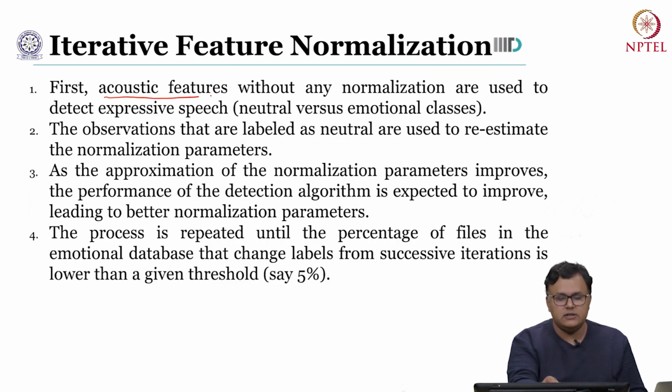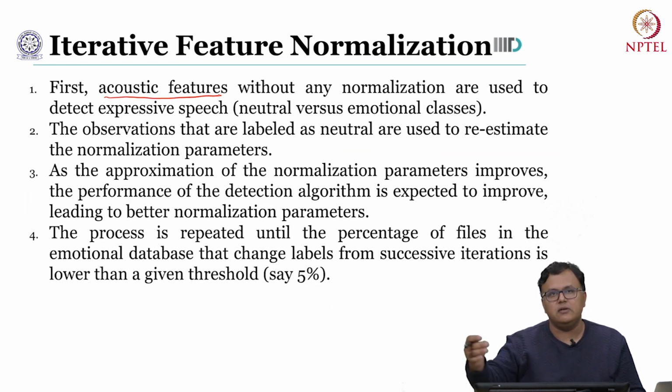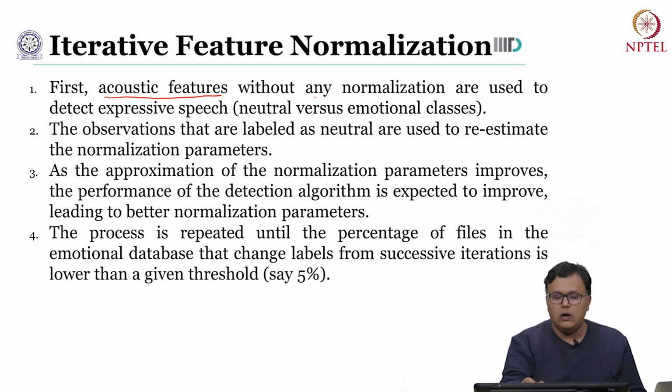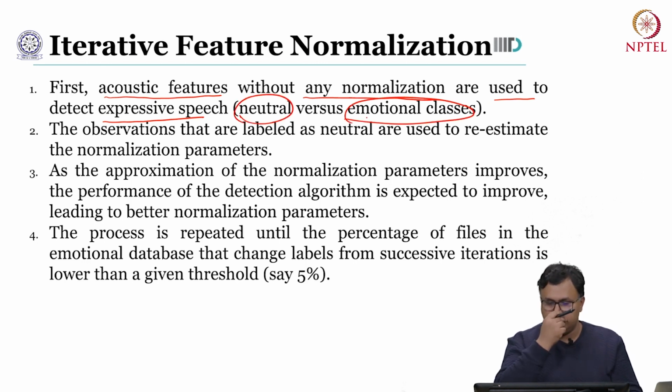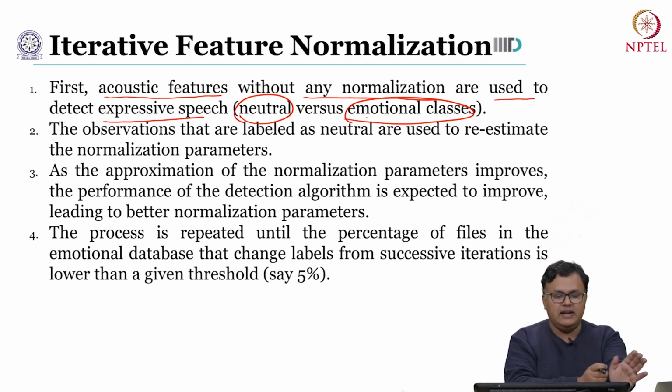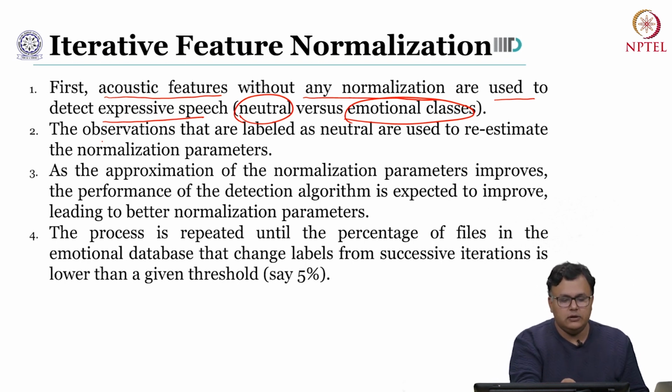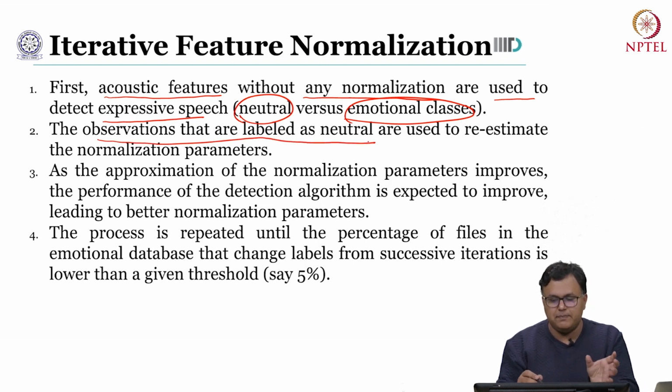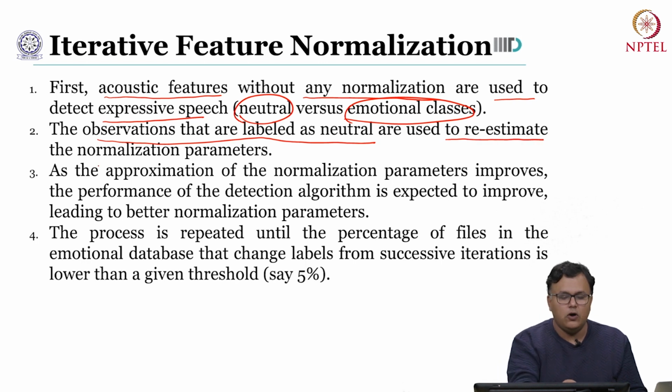First, we take the acoustic features, could be any of your features, friends, your MFCCs, your F0s, and so forth, without any normalization. So we do not apply any Z-score normalization or any min-max approach. Now, we use these features and we detect the expressive speech, essentially which part of the speech is neutral and which is showing some emotion. So kind of a binary class problem. Now, the observations which are labeled as neutral, those parts of the speech or the speech samples themselves, are used to re-estimate the normalization parameters.